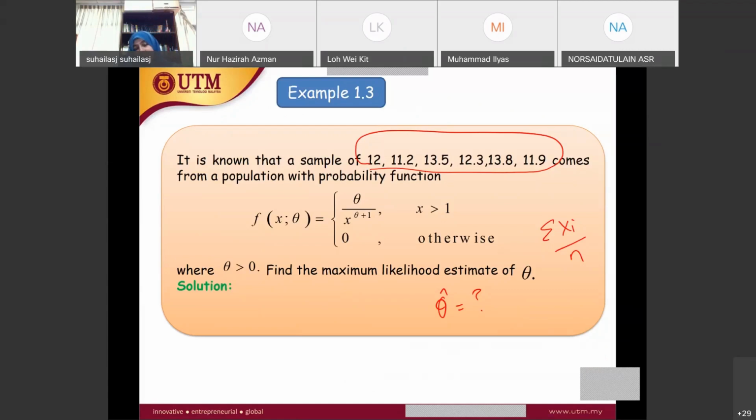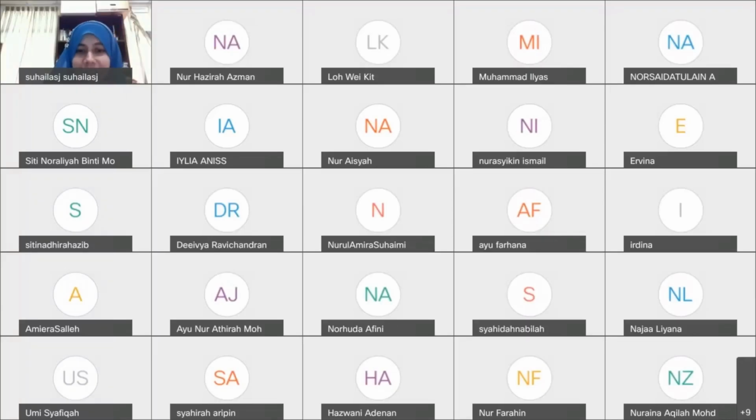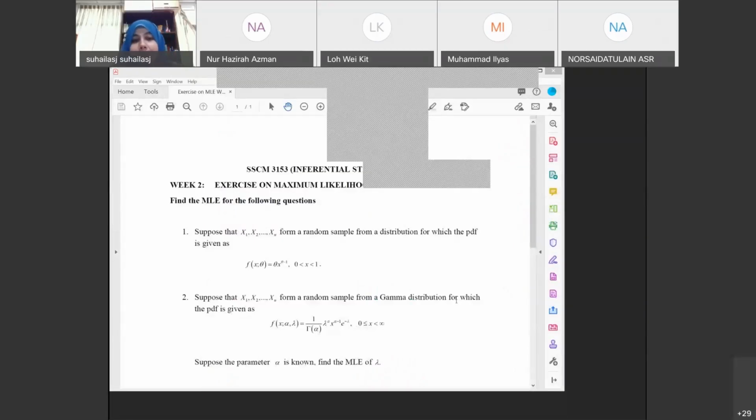Example 1.3. Okay, so now we go back first. I will discuss the questions that I already mentioned for your exercise. So this is the question for the exercise for MLE. The first question, you have distribution f(x; theta) equals theta x to the power theta minus 1. Most of you, maybe in terms of writing, it is not quite correct. So I will mention again.